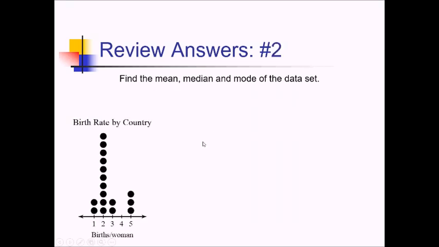For this problem, we're applying the idea of mean, median, and mode to a dot plot. So let's first find the mean. Again, that's the sum of all the data divided by the number of data items. So let's find out the number of data items first.